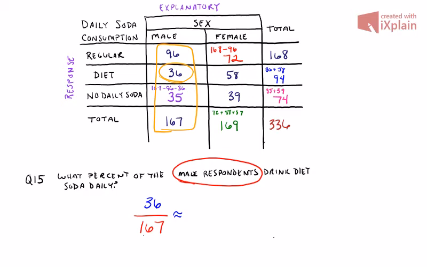convert that over into its percentage form. And once you've converted, so once you've moved your decimal back 2 spaces, then round to the tenths place. So we should get roughly around 21.6% of males who participated in this survey prefer to drink diet soda on a daily basis.